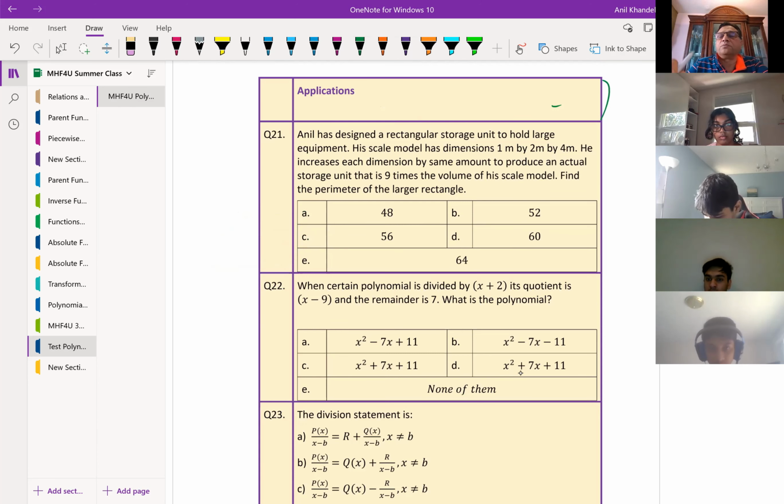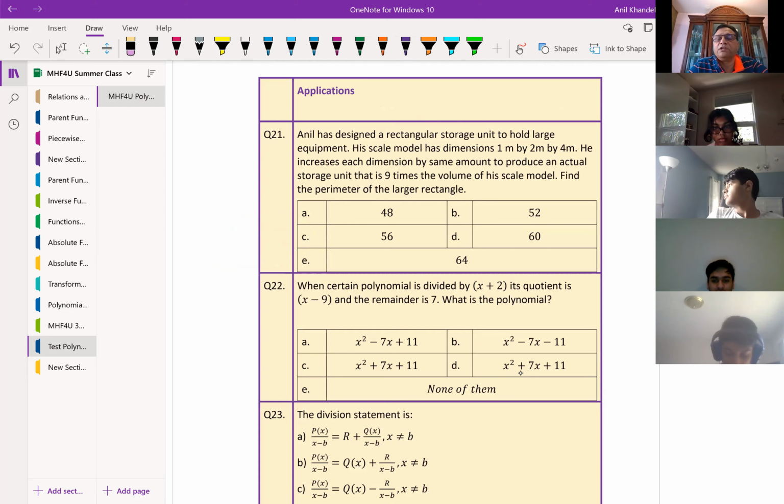Try this question at home. This will be your homework. Is it okay? Question number 22. Mohammed, can you please read question number 22? When a certain polynomial is divided by x plus 2, its quotient is x minus 9, and the remainder is 7. What is the polynomial? Yes, tell me the answer.